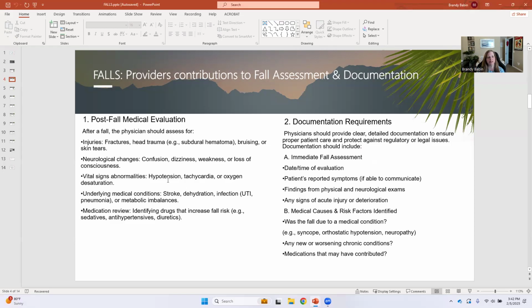Any abnormalities in vital signs, maybe that's what caused the fall. So any kind of hypotension, if they're laying on the floor and their blood pressure is 100/60, what are the chances when they got up that it was probably lower than that when they stood up, especially if they stood up too fast? Any kind of tachycardia, even bradycardia could increase the risk of a patient falling, or oxygen desaturation. If you're satting in the 70s, if you're having a hard time breathing, shortness of breath, any of that would make it more likely for a patient to fall.